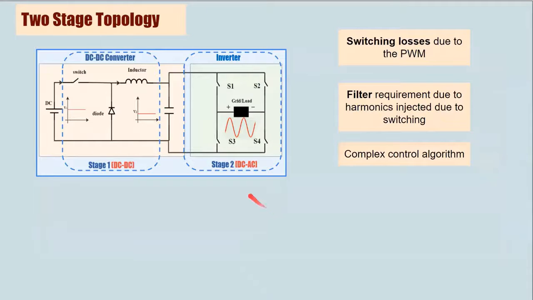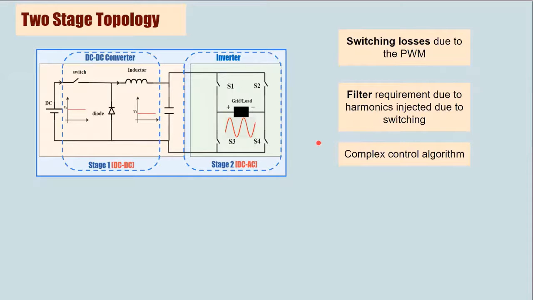So, we can generate sinusoidal waveform by using PWM. But what will happen if you use PWM technique or switching? It will introduce switching losses. So due to switching, it will inject harmonic into the grid. So to remove this harmonic, we will use filter. So there is a requirement of filter. And also, once you use the PWM technique, there is a complex control algorithm. So these are some drawbacks of the two-stage topology.